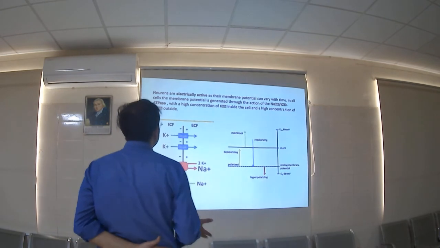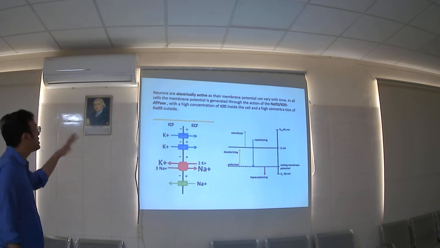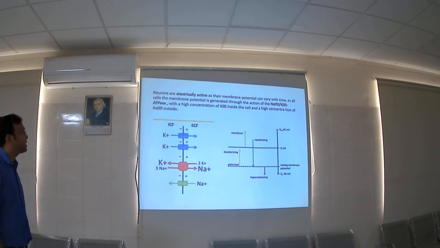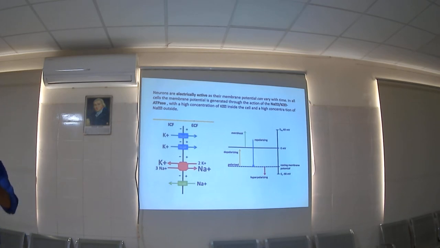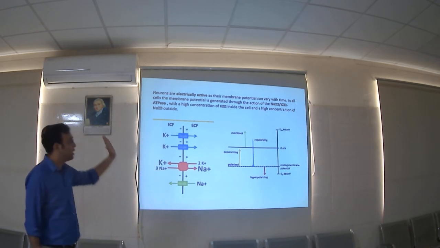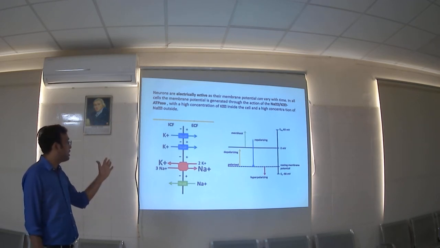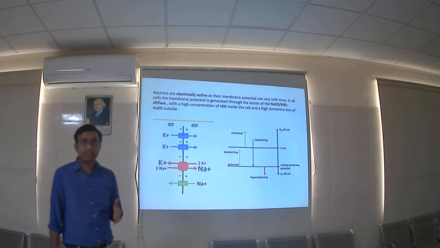So basically, this is just a repeat that neurons are electrically active, as their membrane potential can vary with time. In all cells, the membrane potential is generated through the action of the sodium potassium ATPase, with a high concentration of potassium inside the cell and a high concentration of sodium outside the cell. When there is no action potential, this concentration gradient is maintained with the help of the sodium potassium pump. Generally we use depolarization and repolarization. Depolarization is going towards the positive side, and repolarization is going towards the negative side. So when the sodium channel opens, it depolarizes the neuron.